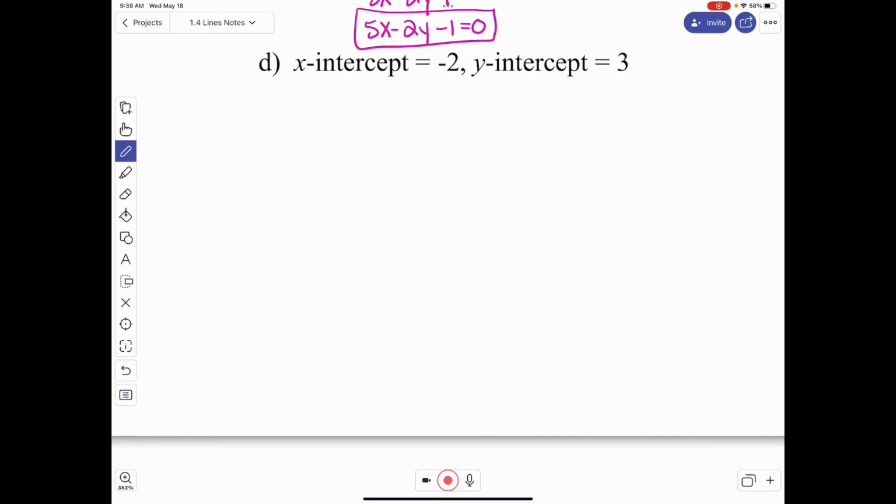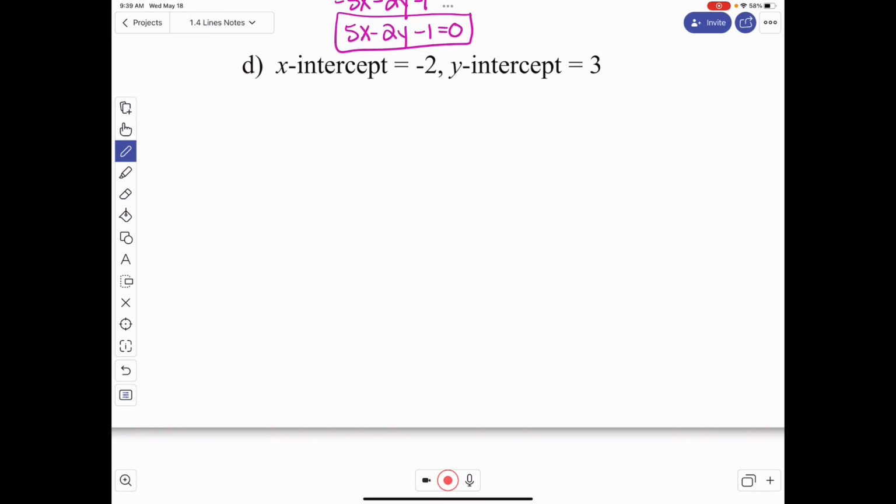Okay? Now, this one is telling me that my x-intercept is -2 and my y-intercept is -3. So think about what that means. If my x-intercept is -2, that means that my point is -2, 0. If my y-intercept is -3, that means my point is 0, -3. Now this problem looks similar to B. So I can figure out what my slope is. -3 minus 0 over 0 minus -2. So I get -3/2 for my slope.